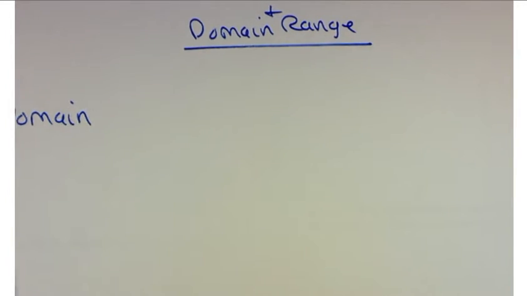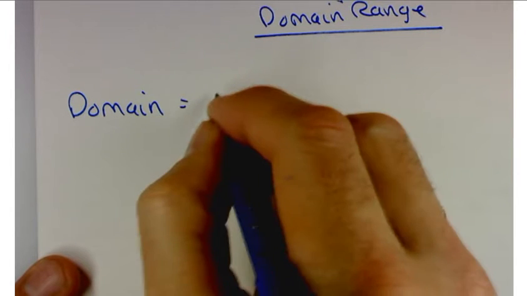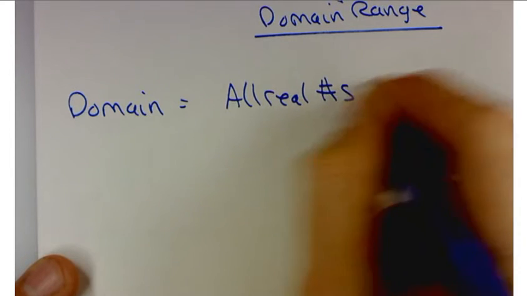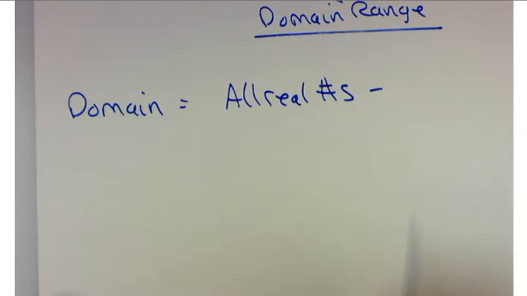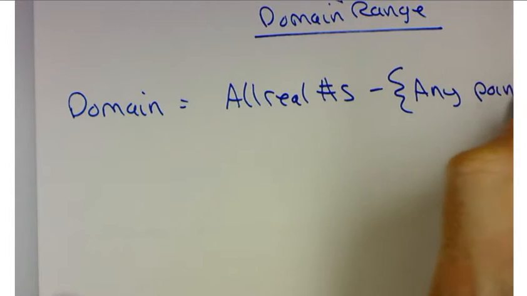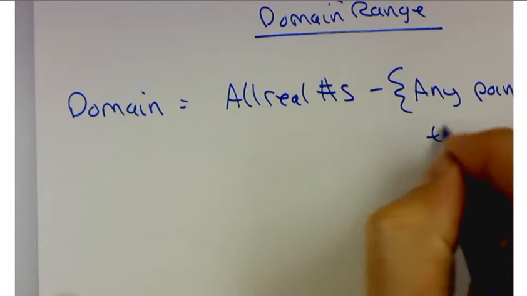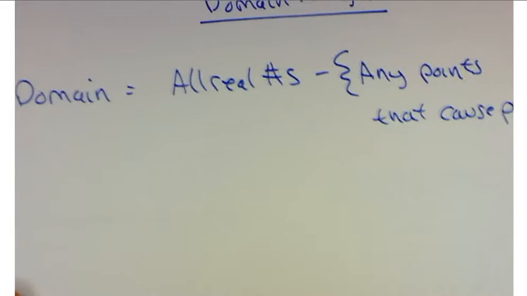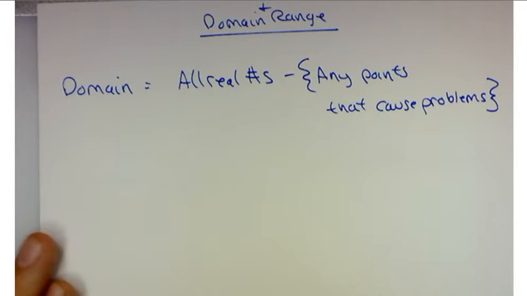I'm going to be very informal. Our domain is all real numbers minus, and this is set notation, any points that cause problems. So basically you're going to throw out points that make the denominator 0 or make a negative underneath the square root. Those are the ones that we want to work with.